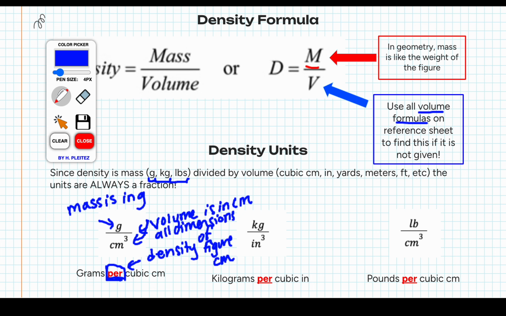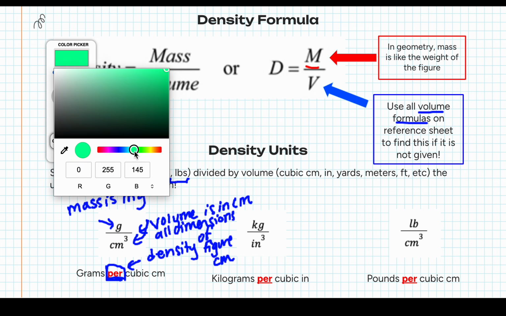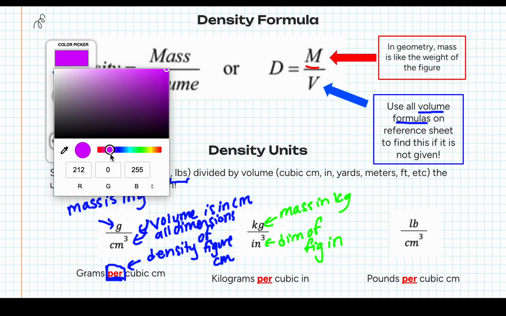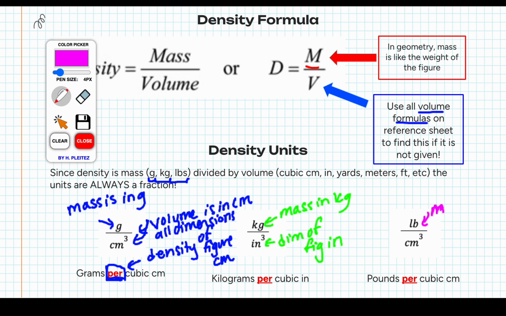Now, this is going to be really helpful when there's going to be times where we have to figure out, hey, do we do a unit conversion or not? So you have to use the density value if it's given to see what units we're currently working with. So another example is kilograms per cubic inch. So again, this would tell us that our mass is in kilograms, and it would tell us the dimensions of the figure are in inches. And then last but not least, we can have another thing like pounds per cubic centimeter. And again, that would tell us that our mass is in pounds and our dimensions are centimeters of our figure.